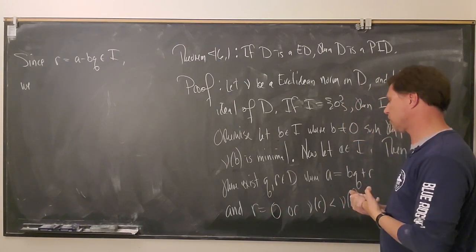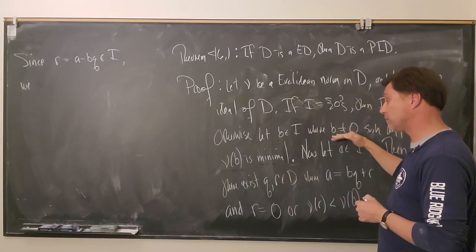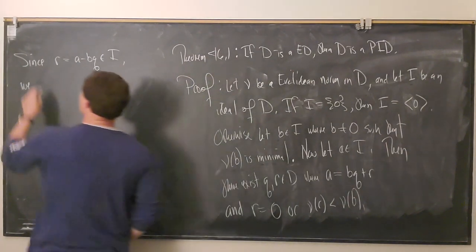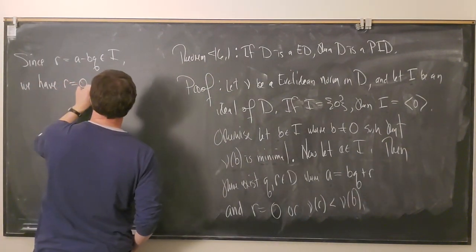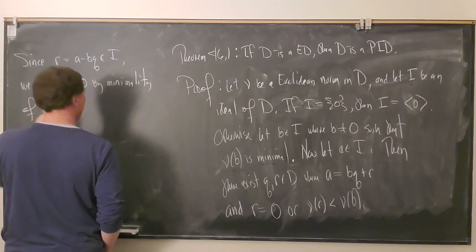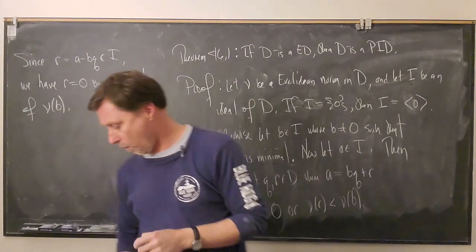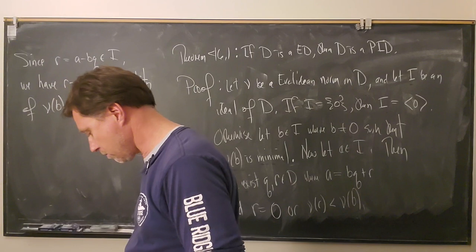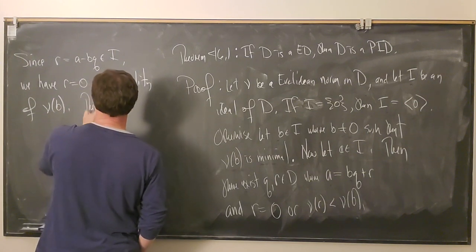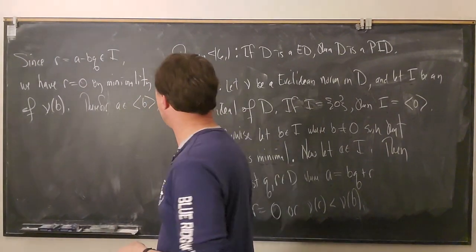Well, we have a minimality assumption. The norm of b is the smallest among all non-zero elements, which tells us that this case cannot happen. So we have r equals 0 by minimality of the norm of b. So therefore, little a is an element of the ideal generated by b.